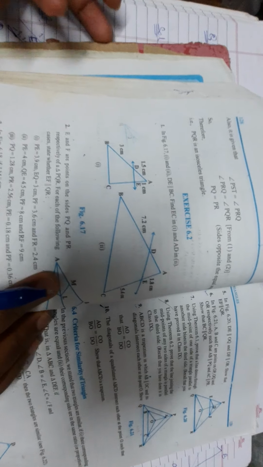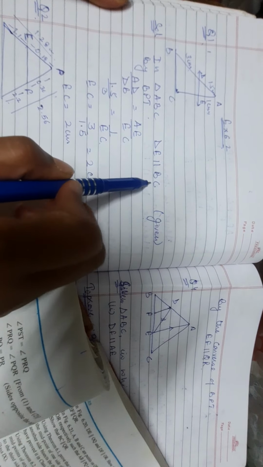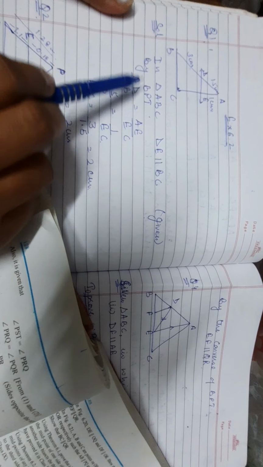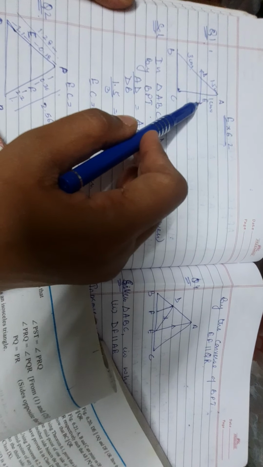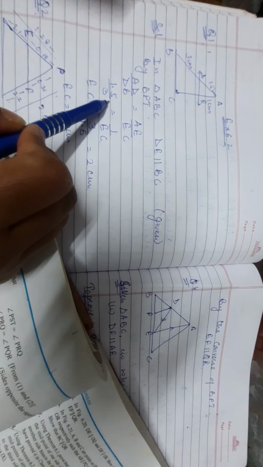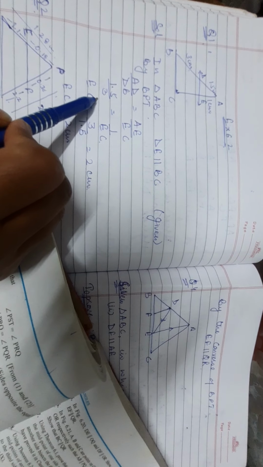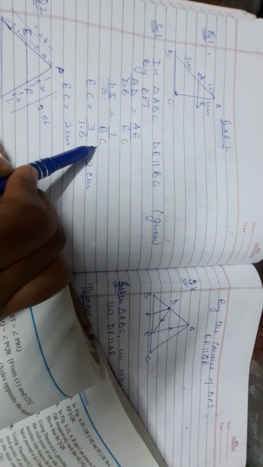This is the figure. AD is 1.5 and DB is 3 centimeter. AE is 1 centimeter and we have to find the value of EC. So how can we find it out? As all of you know, DE is parallel to BC, that is given. So by the BPT theorem, AD upon DB will be equal to AE upon EC. We have the value of AD, that is 1.5, the value of DB, that is 3, the value of AE is 1, and EC we have to find out.